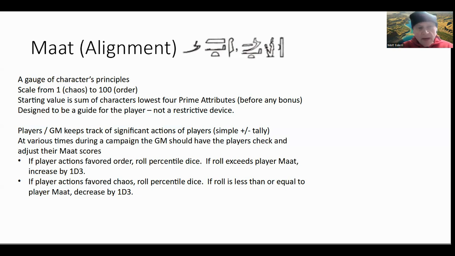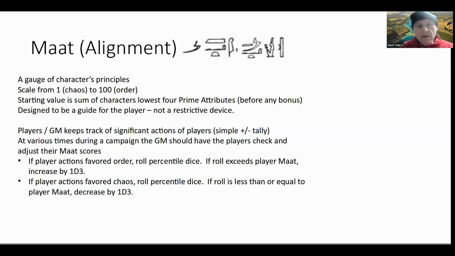And simply, if their actions favored order, they would roll percentile dice. And if the roll exceeds their current alignment score, they'd be granted an increase of 1d3. And conversely, if their actions favored chaos, they would roll percentile dice. And if the roll is less than or equal to their current score, they would subtract 1d3.